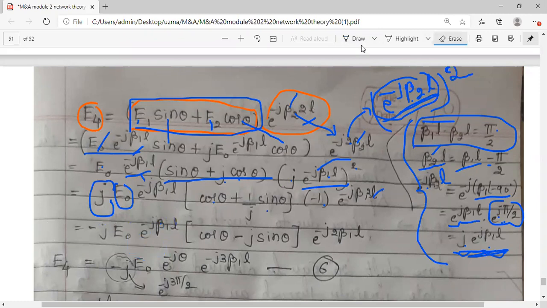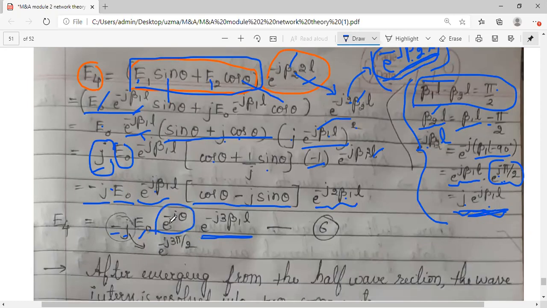Further simplification. This minus 1 and this j, so it is minus j E naught as it is. Exponential terms I can club: 2 beta 1 plus beta 1, 3 beta 1. So I have clubbed all together. I have the minus j term, I have the E naught term. What is cos minus j sine? It is e raised to minus j theta. So finally, I have got E4 as minus j E naught e raised to minus j theta e raised to minus j 3 beta 1 L. This is equation 6.